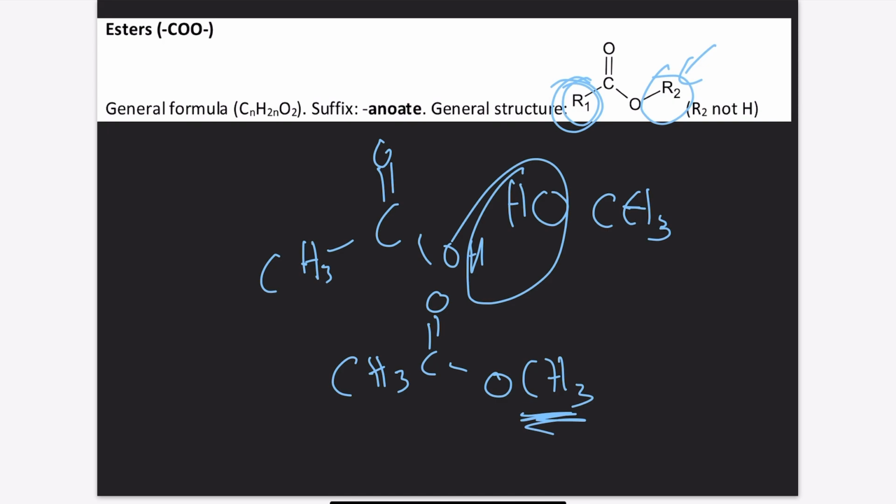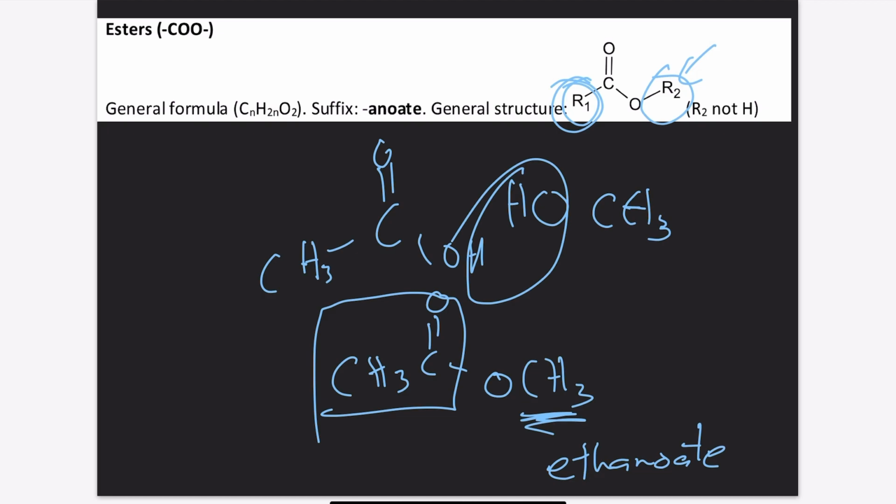And how we name it. Well, the name has an anoate ending, but that's to do with this part. Whatever carboxylic acid you had, if it was ethanoic acid, it's going to be ethanoate. So the first part of the naming is quite simple. Whatever the carboxylic acid should be, instead of noic acid, you name it noate.